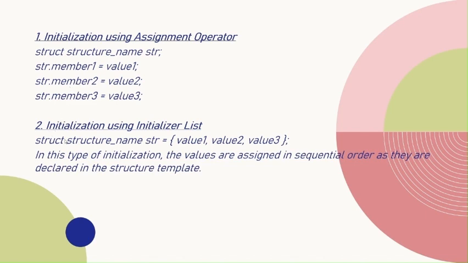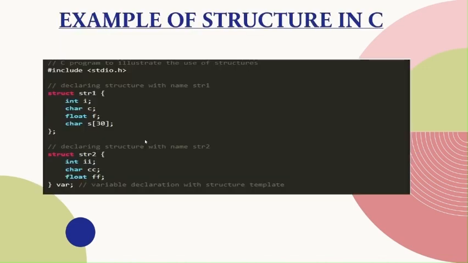In the second method, initialization using the initializer list, the struct keyword is followed by the structure name and the structure variable. The values are given right here. In this type of initialization, the values are assigned in sequential order as they are declared in the structure template.